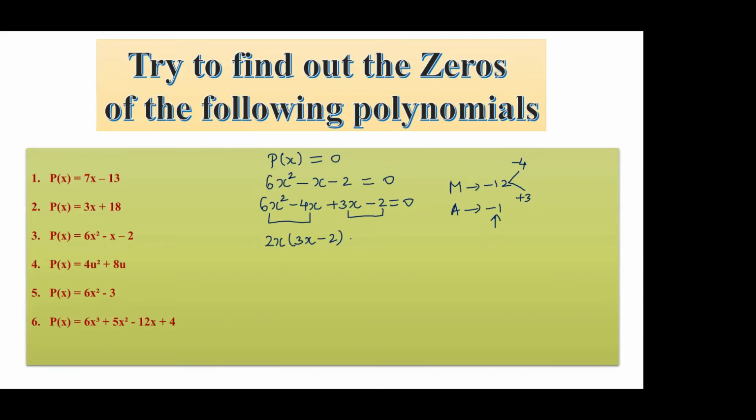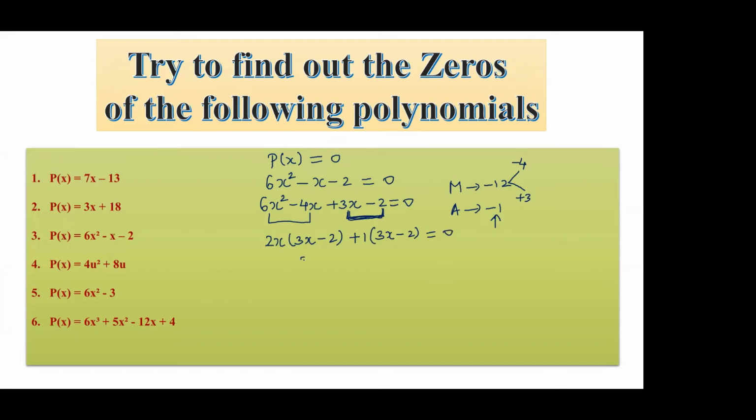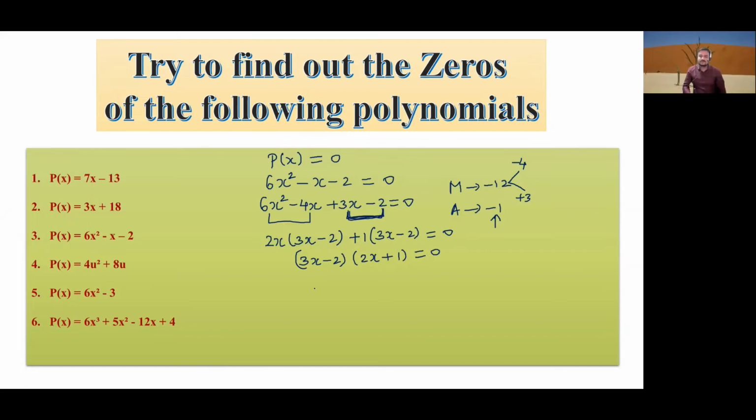And from the second pair, we'll take 1 as common. If nothing is common in the third and fourth terms, then you have to take 1 as common. Keep this in mind. Yes, carry on. So minus 2 common, and in the bracket 3x minus 2, equals 0. So the factors are 3x minus 2 and 2x plus 1. Okay, so next step.